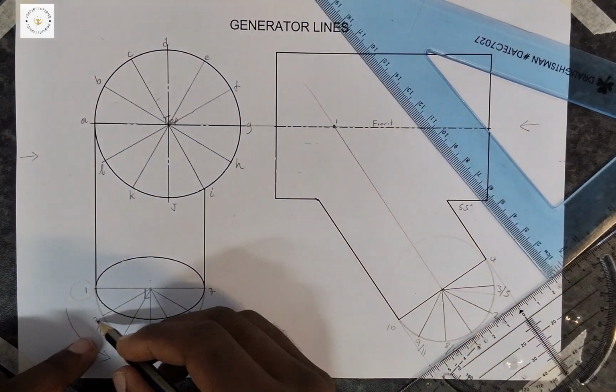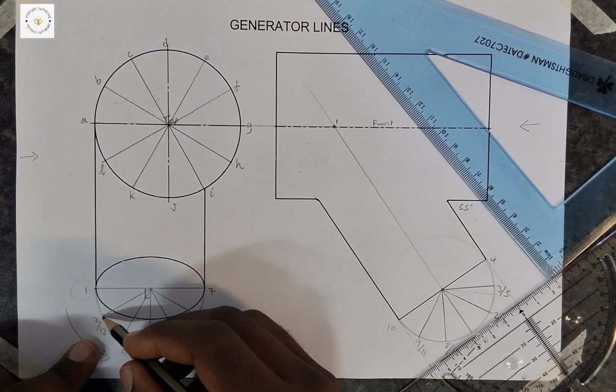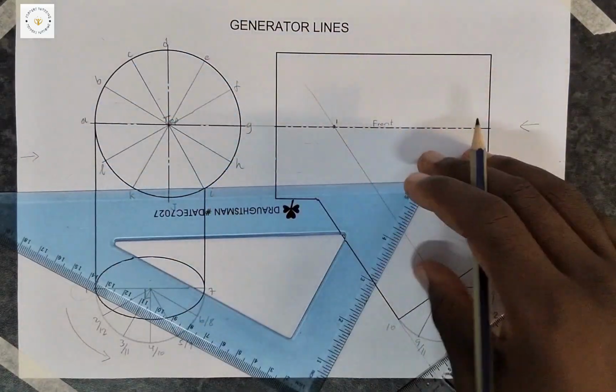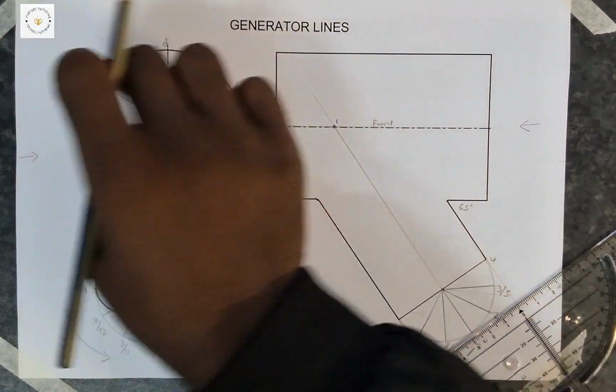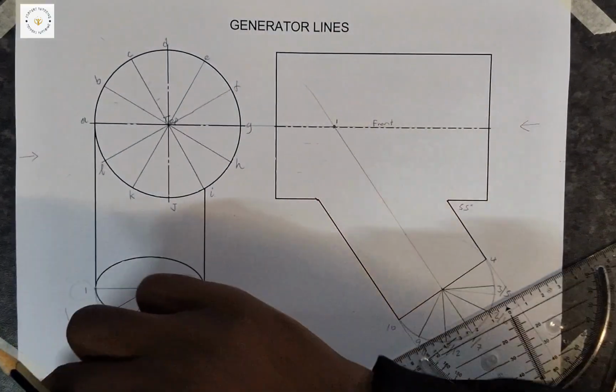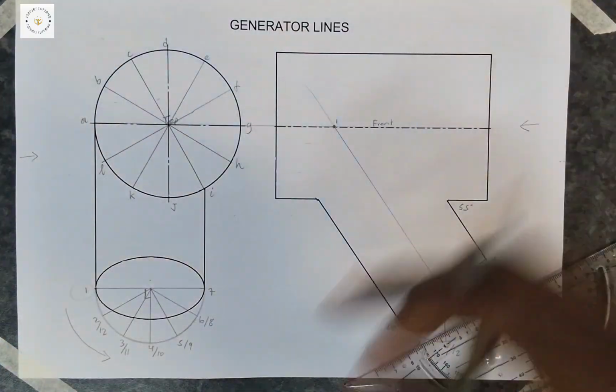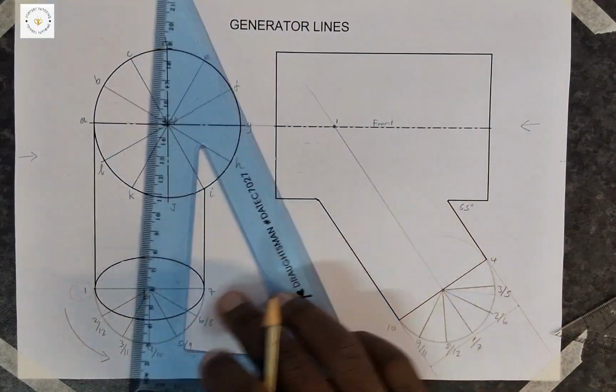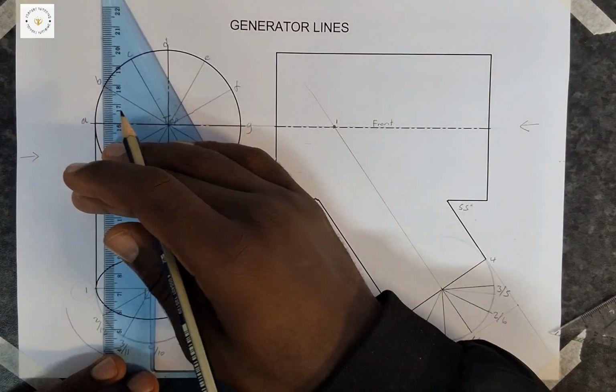Now I need to go to 2 and 12, right? So this is the next point. The first thing I do, I project it here. I just move it to the front. So top, front. That's how we're going to do it. So this is the 2.